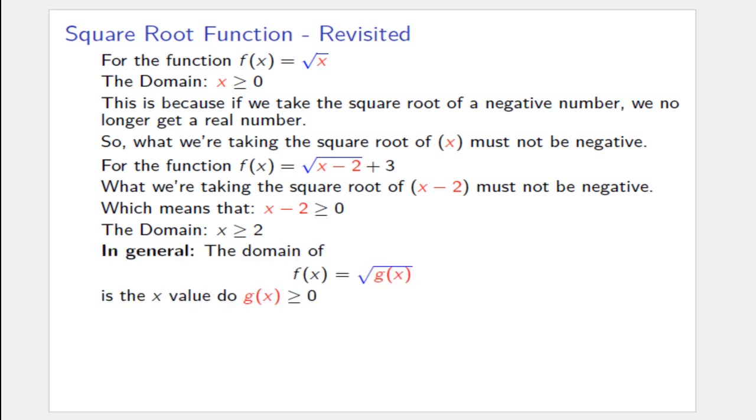In general, the domain of a function f of x equals the square root of something else, call it g of x, is all the values of x so that g of x is bigger than or equal to 0.